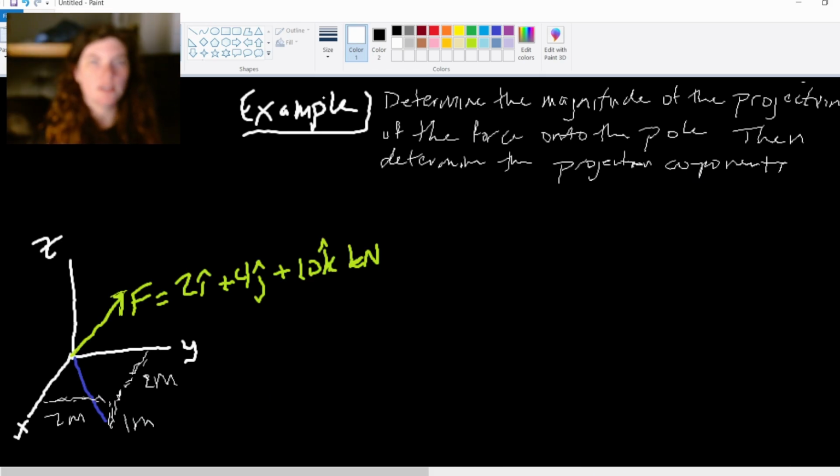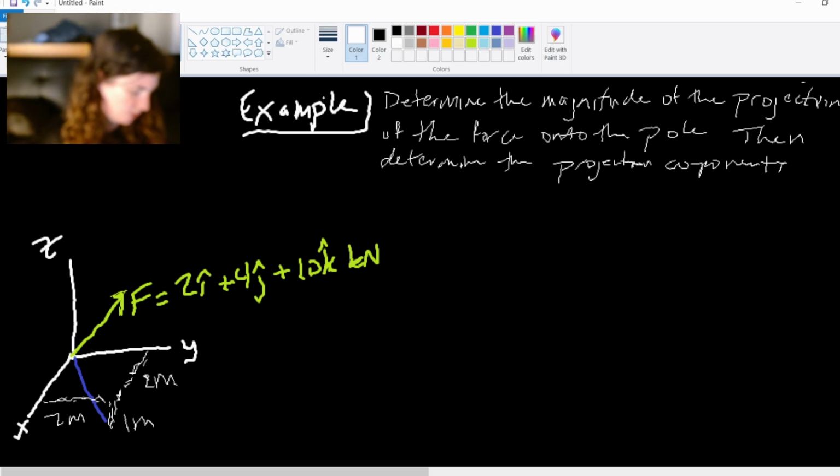So now we'll look at an example projection. So this says at the top, determine the magnitude of the projection of the force onto the pole. Pole is our blue guy at the bottom, and the force is in yellow color. So they've provided us with the force, and then they provide us with these measurements here. If it's a little unclear, this is 2 meters, this is 2 meters, and then this is down 1.